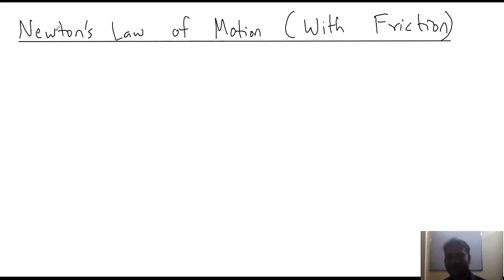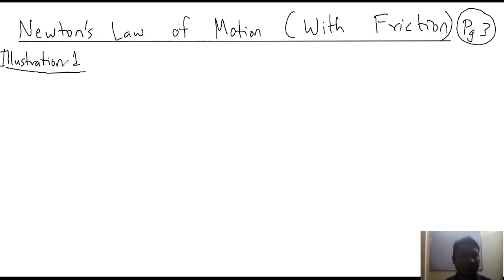Let us refer to our class notes, page number 3. On page number 3, we have illustrative example number 1. So what does it say? In the first question, we have to find the direction of kinetic friction. Case 1: on a block exerted by the ground, and case 2: on the ground exerted by the block.